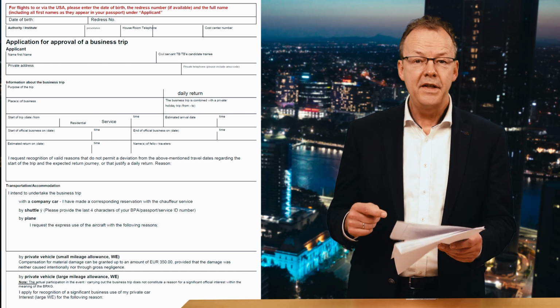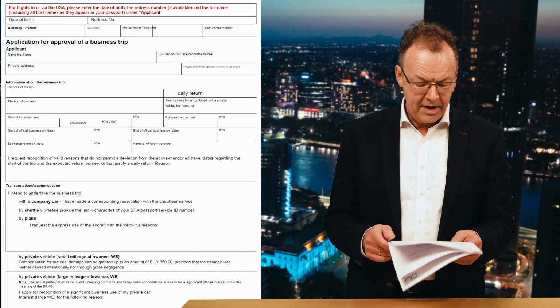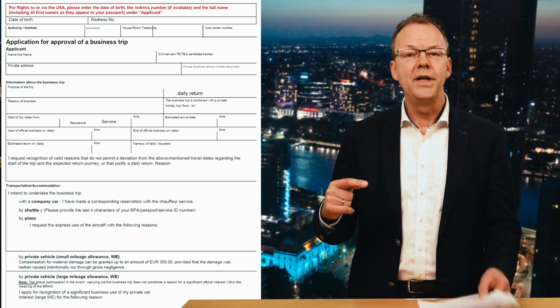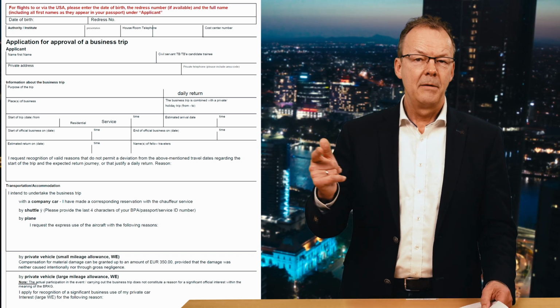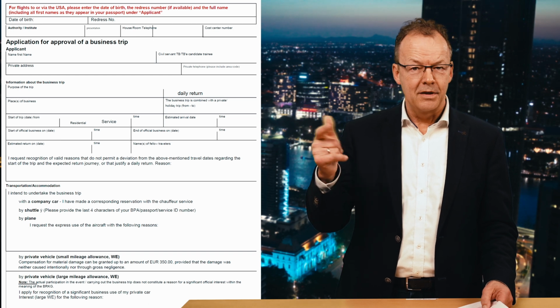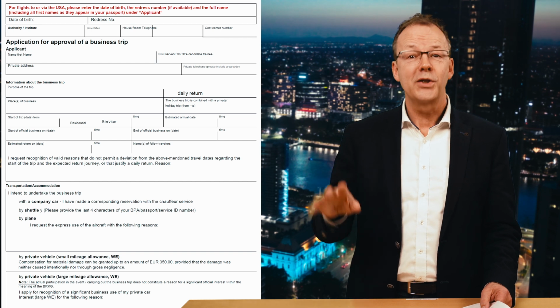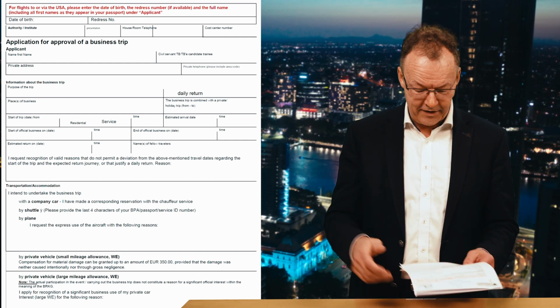Yeah, and then there's this field, if you want to go by plane, it says, I request the express use of the aircraft with the following reasons. And what comes to my mind is, but the sea is wide, but I cannot swim over, nor have I wings so I could fly. So probably I would put that in here.